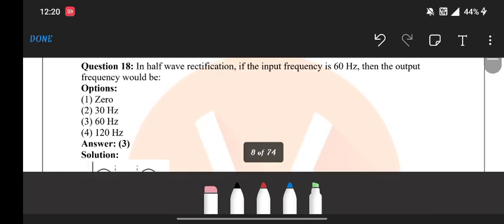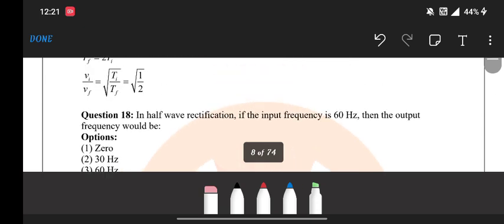Moving on to our next question, question number 18. Here they have asked, in half wave rectification, if the input frequency is 60 Hz, then what will be the output frequency? Will the output frequency be 0, 30 Hz, 60 Hz, or 120 Hz?